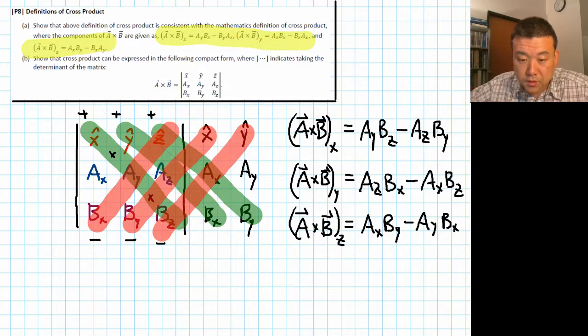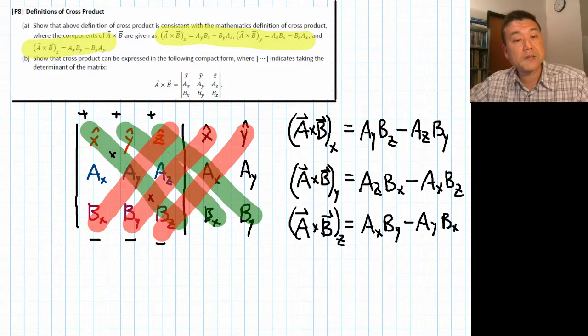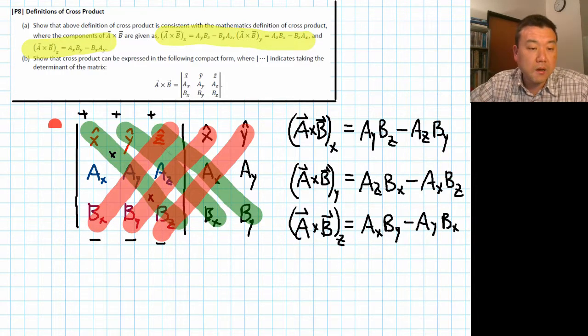When you look at these terms that I have written down here, you should recognize that those are all the components that have been written. So this is part B. This is a compact way of memorizing what the components of the cross product look like.